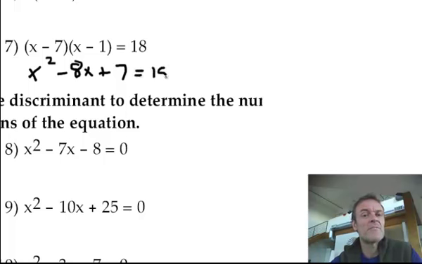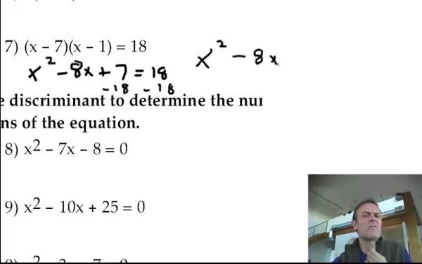That equals 18. Remember, for these, we need them equal to 0. So if I take away 18 from both sides, take away 18 from the 7, I will have x squared minus 8x. And what's 7 take away 18? Is that negative 11? Equals 0. Is that right? Yeah. So therefore A would be 1, B would be negative 8, and C would be negative 11.